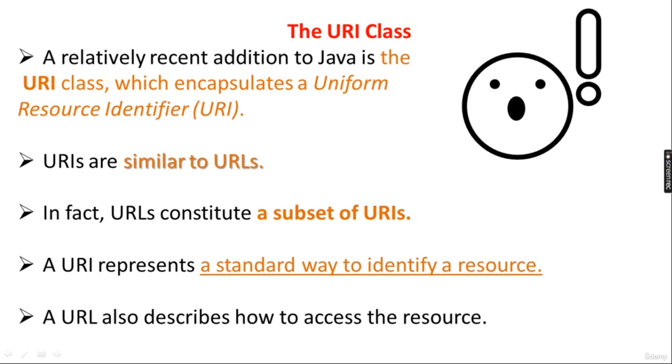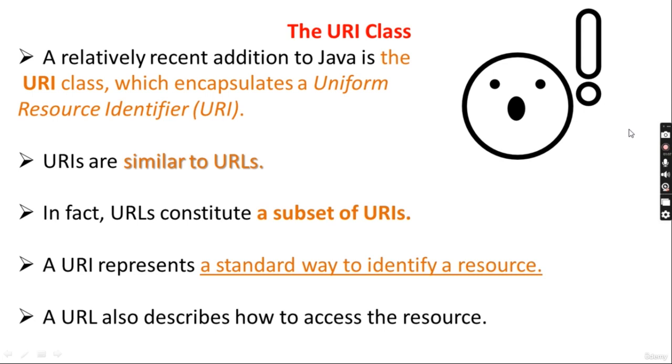A relatively recent addition is the URI class. It is a Uniform Resource Identifier. It is similar to URL. In fact, URLs constitute a subset of URIs. URI represents a standard way to identify a resource, and URL also describes how to access the resource. So what is the difference between URI and URL? URI is the standard way of identification of a resource, and URL tells how to access the particular resource, that is, the particular location of the particular resource.